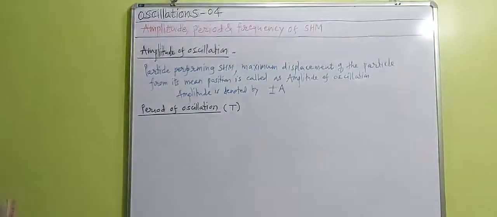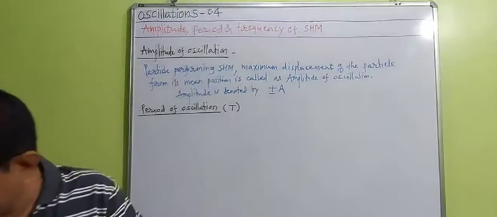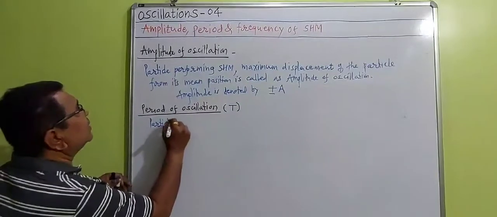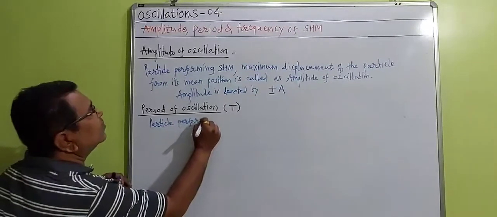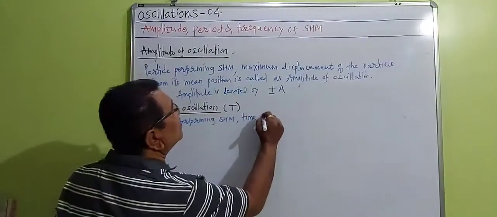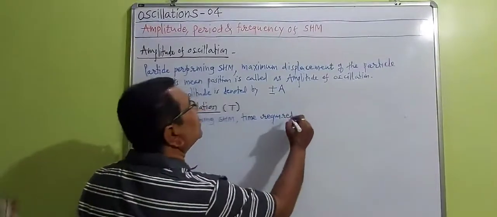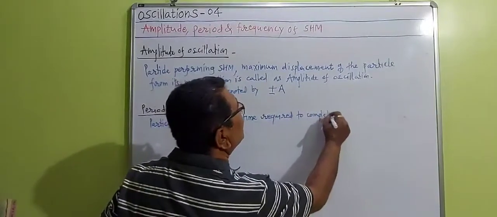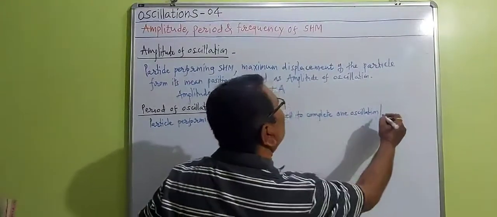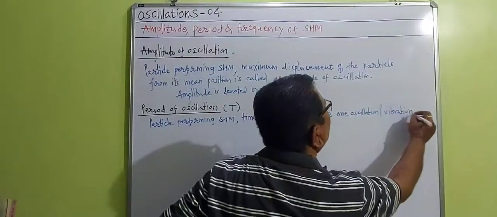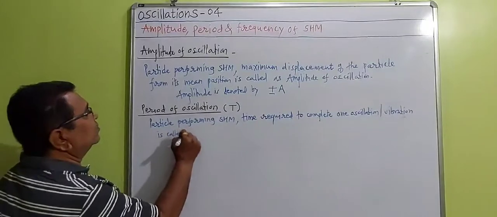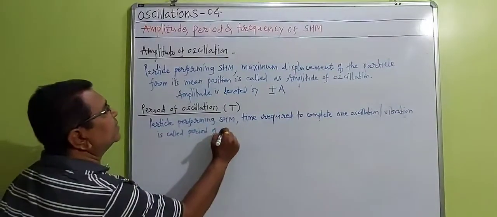So I will write the definition on the board. The definition is: for a particle performing SHM, the time required to complete one oscillation or vibration is called the period of SHM, the period of oscillation.